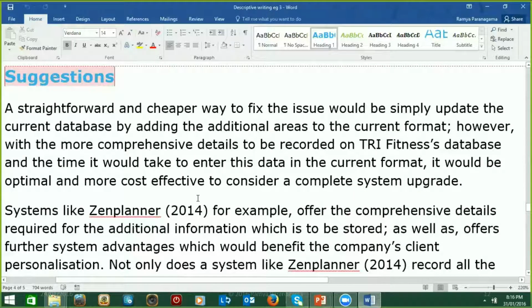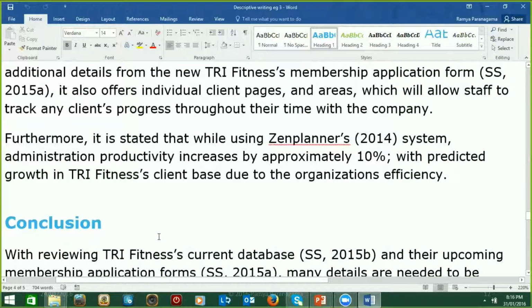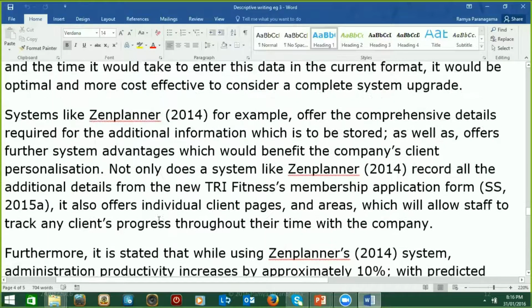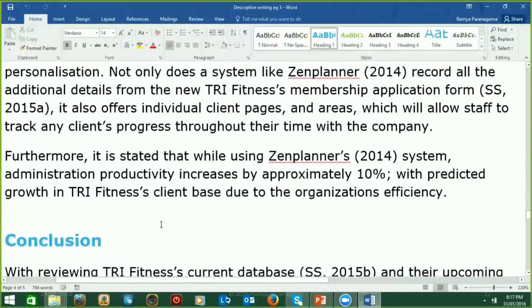Suggestions are a kind of recommendation, right? Recommendations should come after the conclusion. So there are a lot of technical errors in this report. You cannot make suggestions by referring to resources, because that is where you use resources for analysis, evaluation, and discussion. After that point, don't use anything.